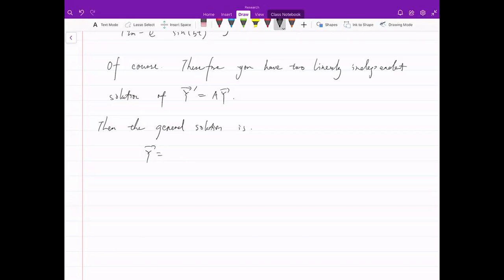Okay. e to the lambda 1 t, okay, 1, of course, v1, plus k2 e to the lambda 2 t v2. Where your lambda, you can simply just take it to be the complex one: a plus bi, a minus bi.